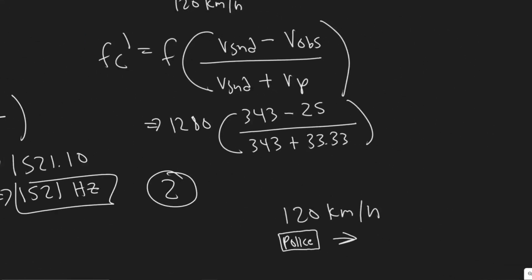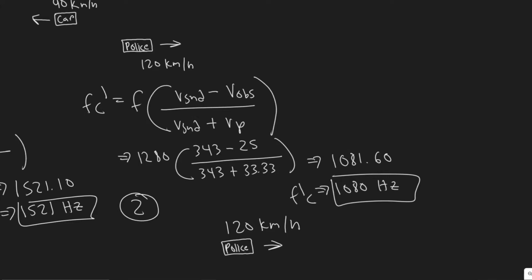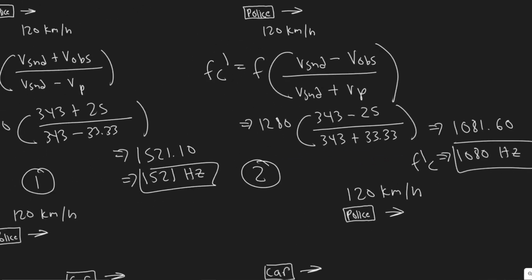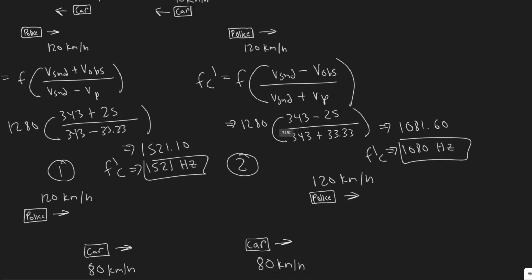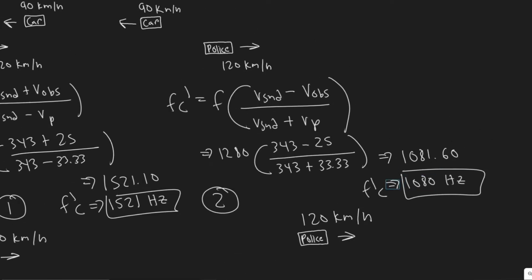And then for this one, let's see what it is. 343 minus 25 divided by 343 plus 33.33 times 1280. For this one, you will get 1081.60. So we'll just say 1080 hertz. So keep in mind, this is when they're now going apart from each other. So keep in mind that these are for their respective scenarios. So you just have to make sure you specify that when you write that in your answer. So when your teacher sees it, he or she understands what's going on. And yeah, so these are your answers for B.